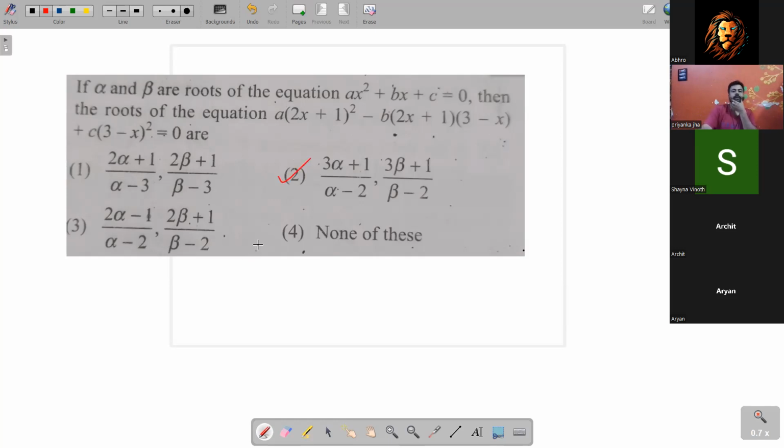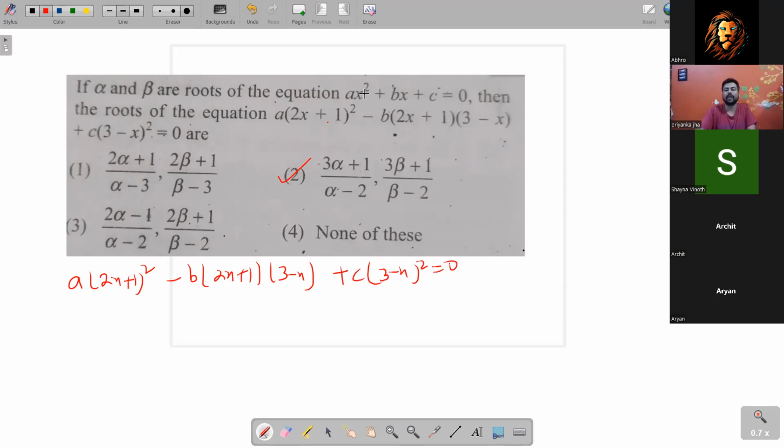देखो क्या होगा, कह रहे कि alpha and beta are the roots of this equation, right? Again we will try to convert, we have to find roots of this equation. So again we'll try to convert this equation into this form, ax square plus bx plus c. So see, a (2x plus 1) whole square minus b (2x plus 1)(3 minus x) plus c (3 minus x) whole square equal to zero.